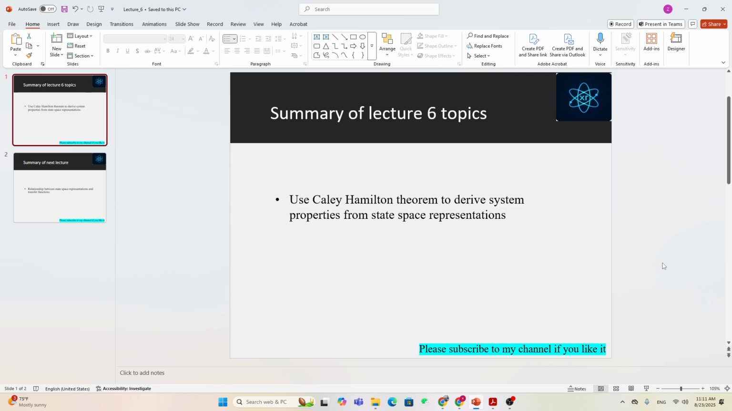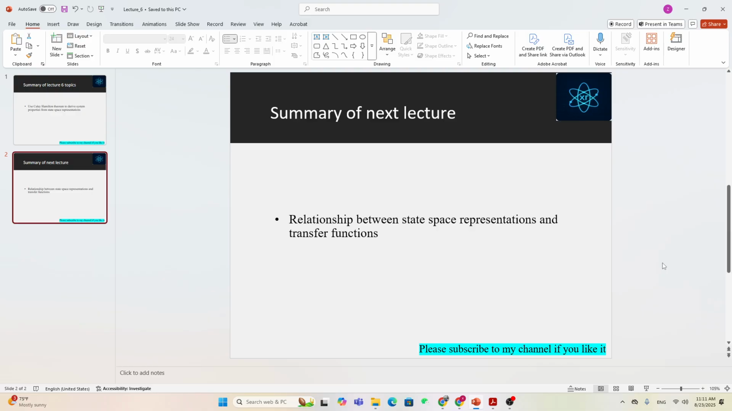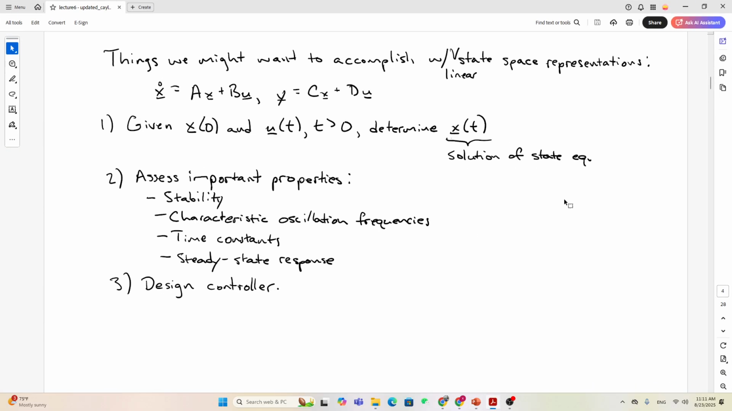In this lecture, we are going to discuss the Cayley-Hamilton theorem to derive system properties from state space representations. And in the next lecture, we are going to look at the relationship between state space representation and its transfer functions. Okay, so let's have a quick recap.